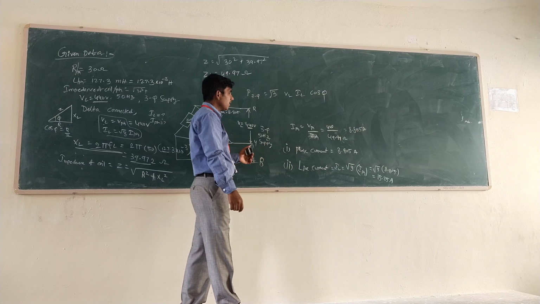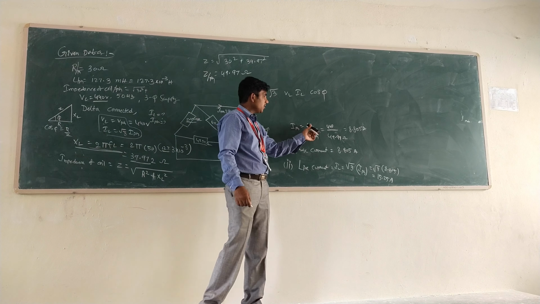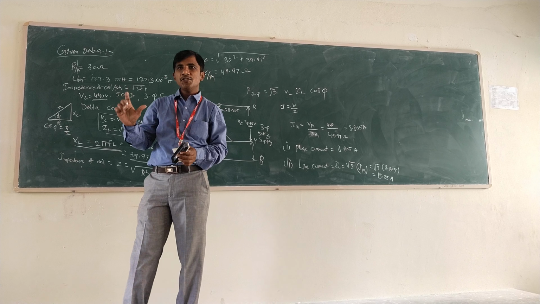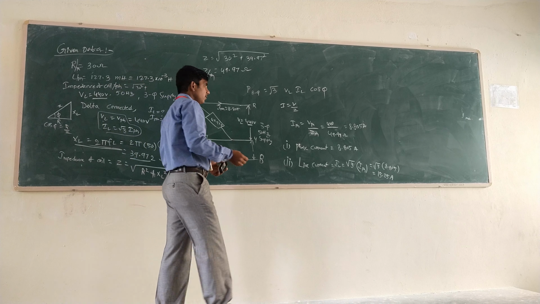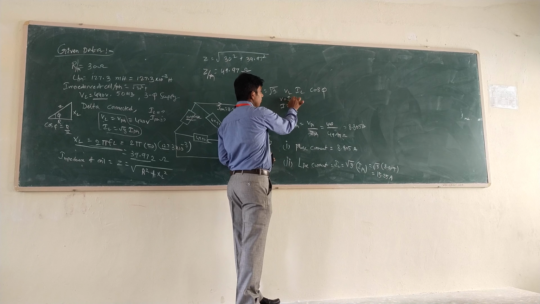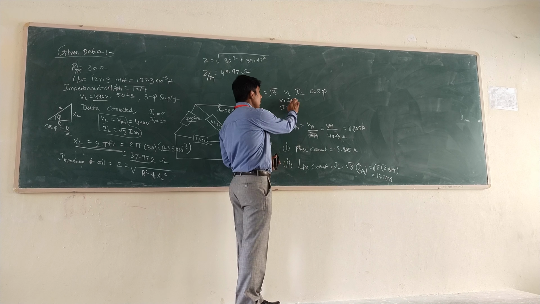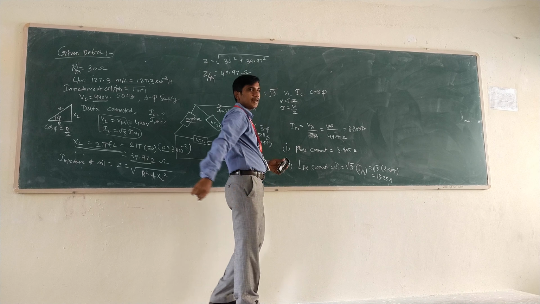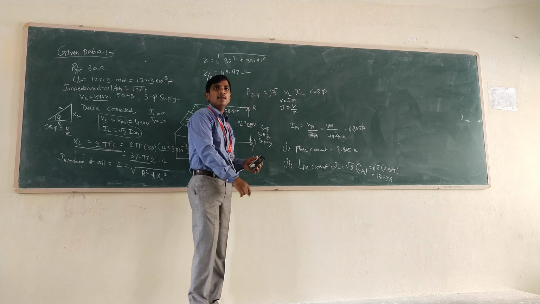What is the formula to calculate I phase? I phase equal to V phase by Z phase. I equal to V by Z. That is Ohm's law in AC circuits: I equal to V by Z or V equal to IZ. V equal to IR is in case of DC circuits. In case of 3-phase AC circuits, we have to remember Ohm's law as V equal to IZ. From that, I equal to V by Z. If you want I phase, we calculate V phase by Z phase.